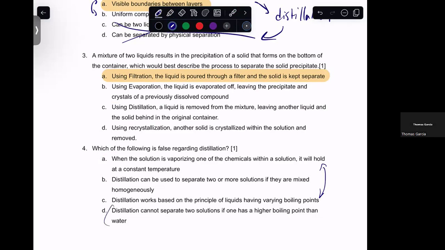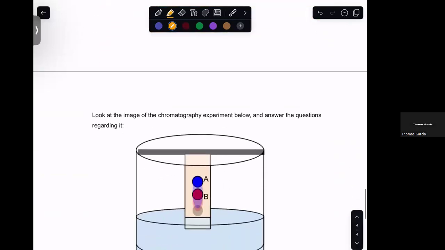And then lastly, distillation cannot separate two solutions if one has a higher boiling point than water. Well, of course it can. It just means the water is going to boil, and then the other solution is going to boil. So yeah, that one is false. And that's what the question's asking. Which one is false? All right, last.